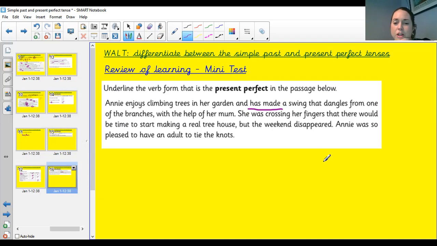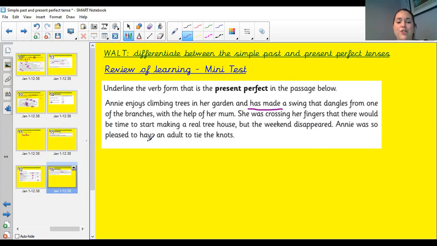Right, are there any more? She was crossing her fingers that there would be time to start making a real tree house, but the weekend disappeared. That's just simple past, isn't it? Annie was so pleased. Pleased, that's the past tense, but that's the simple past. Annie was so pleased to have an adult to tie the knots.